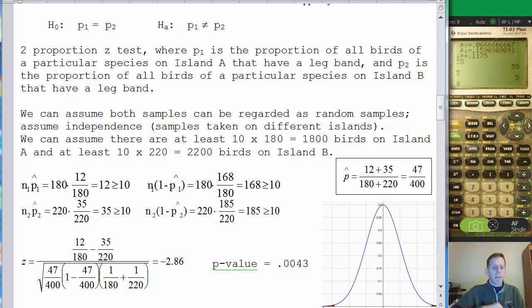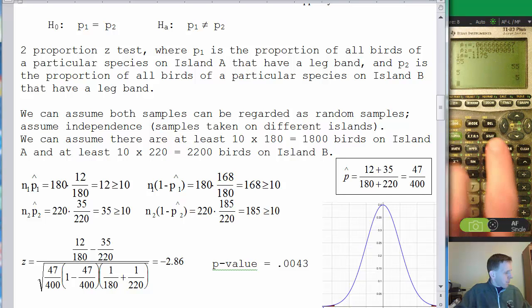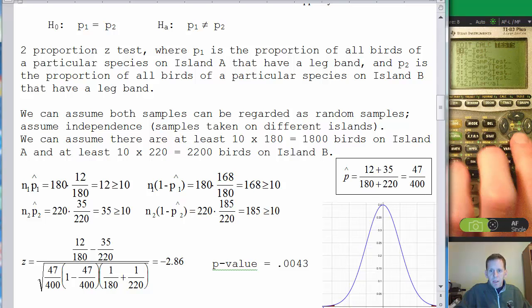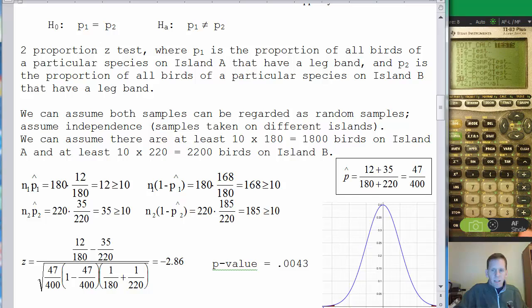Now you can use your calculator to calculate Z and the P value here. We're going to show you how to do that. We're going to go to Stat, Tests, go down to the two proportion Z test and hit Enter. We're going to enter in our two sample proportions, 12 over 180 for X1 and N1, and 35 and 220 for X2 and N2. We're going to use the not equal to symbol for alternative hypothesis, and we're going to calculate. And you'll see we get our Z-score of negative 2.855, which we've rounded. The p-value is 0.0043. If you use your tables, I think you'll get 0.0042, which is accurate at least to 3 decimal places. They also calculate p hat there. It says 0.1175, and indeed, that's what you get when you take 47 divided by 400.